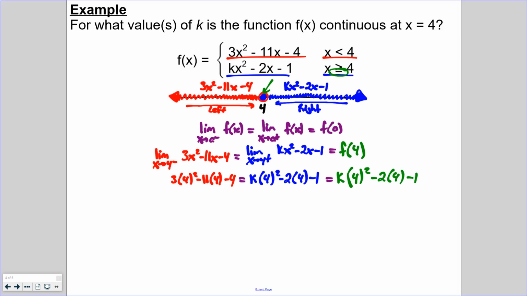Alright, so then we can come in and simplify. So let's see, we have 3 times 4 squared minus 11 times 4 minus 4. That's going to give us 0. And that's going to equal, let's see, 4 squared is 16, so we can get 16k minus 8 minus 1, which would be minus 9. And then that's going to equal the same thing, 16k minus 9.